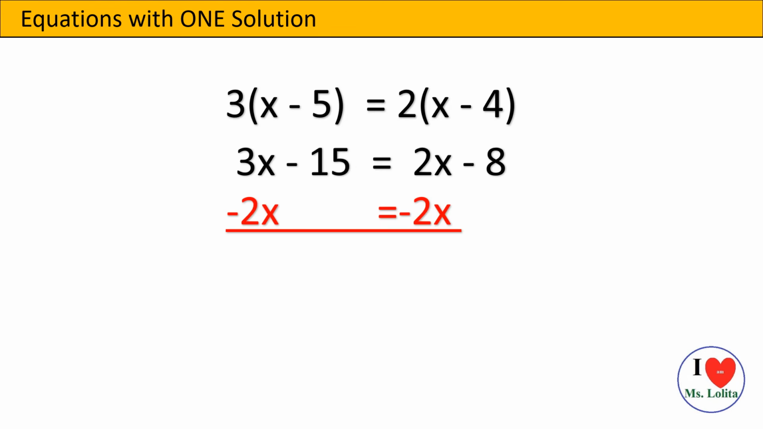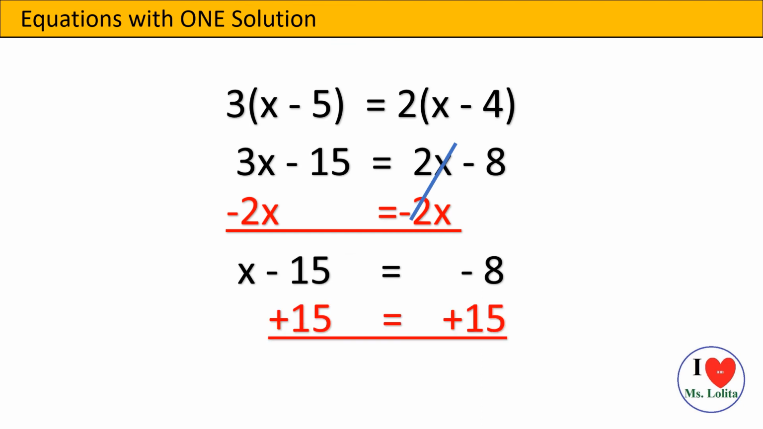You can notice that the coefficients of the variables are not the same. It is 3 and 2. So, we're going to eliminate the smaller coefficient. We're going to subtract 2x on both sides of the equation. And we can cancel 2x on the right side of the equation. 3x minus 2x will give us 1x. If the coefficient of the variable is 1, don't write the 1 anymore. Just write x, or the letter itself, which is the variable. So, it will give us x minus 15 is equal to negative 8.